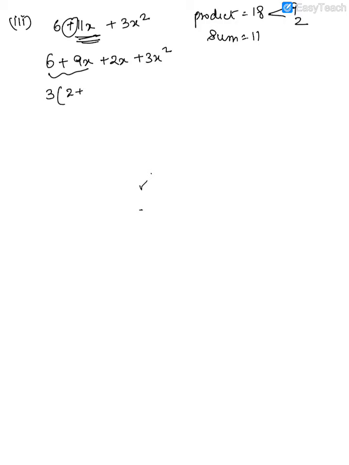So it becomes 2 plus 3x. And from here, I can remove x common. So I get 2 plus 3x. My two brackets are 2 plus 3x and 3 plus x. So this is my answer.